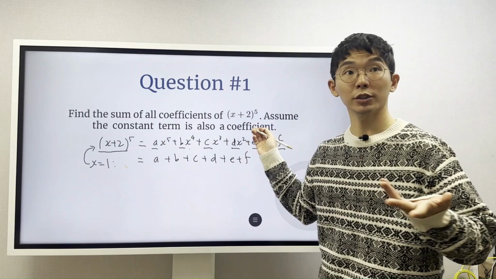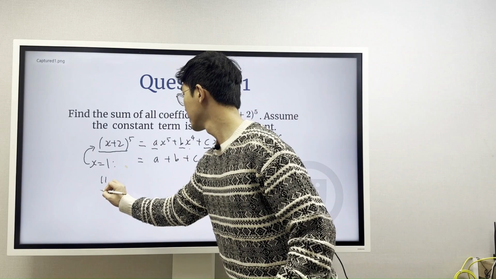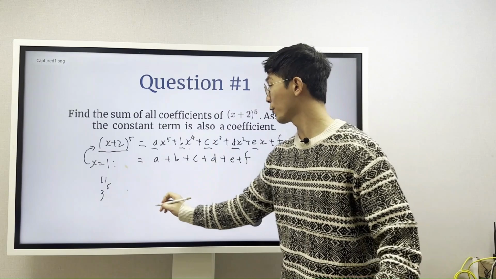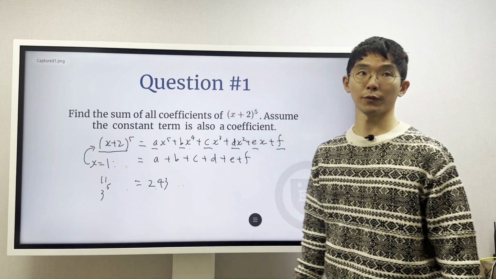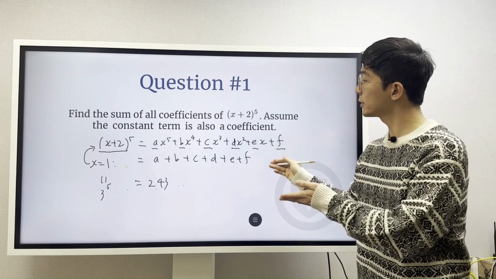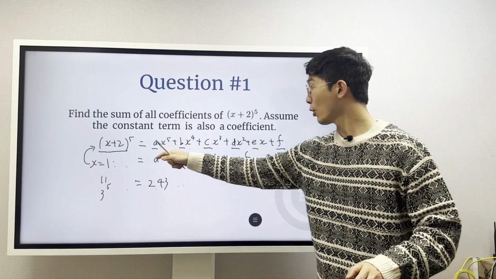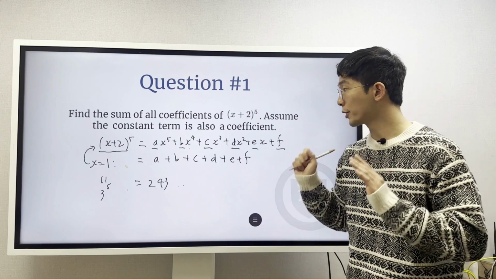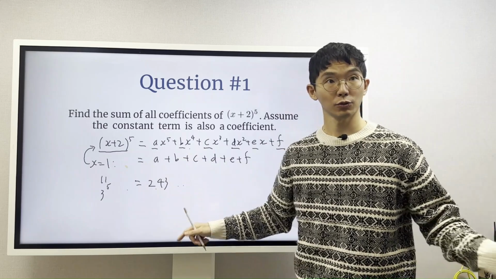Therefore, we don't even need to do expansion. All we need to do is let x equals 1, and we would get 3, because 1 plus 2 is equal to 3, and 3 to the power of 5 is equal to 243. And that is the sum of all coefficients. So as you can see, there's no need to actually expand things out. All you have to do is realize that when we set x equals 1, all powers of x become 1, so you're left with just the coefficients, and you add them up, and you get 243.